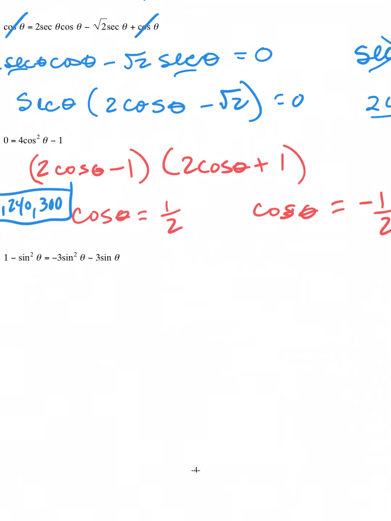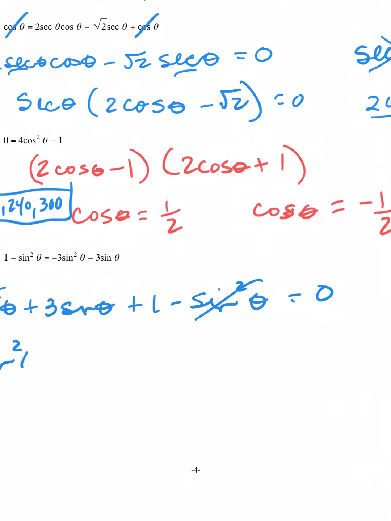Here I'm going to move everything to the left, so I have 3 sine squared of theta plus 3 sine of theta plus 1 minus sine squared of theta equals 0. And I'll take these two. 3 sine squared minus 1 sine squared is 2 sine squared of theta plus 3 sine of theta plus 1 equals 0.